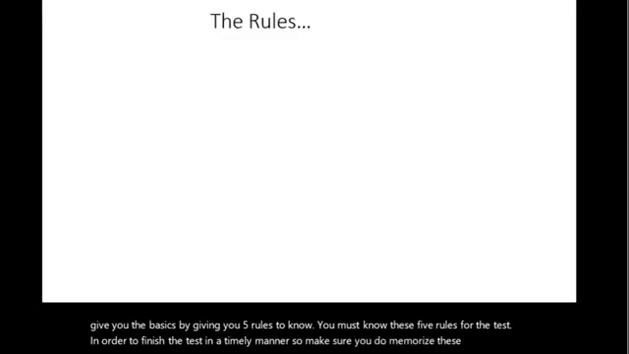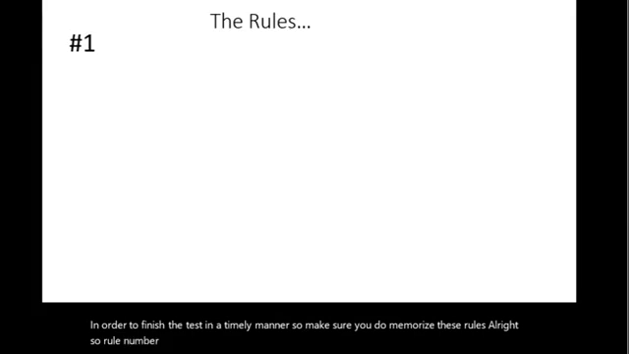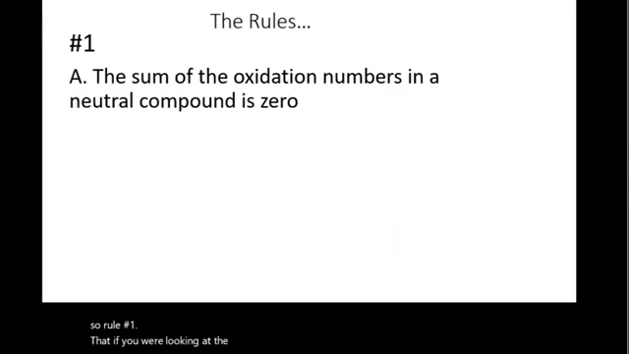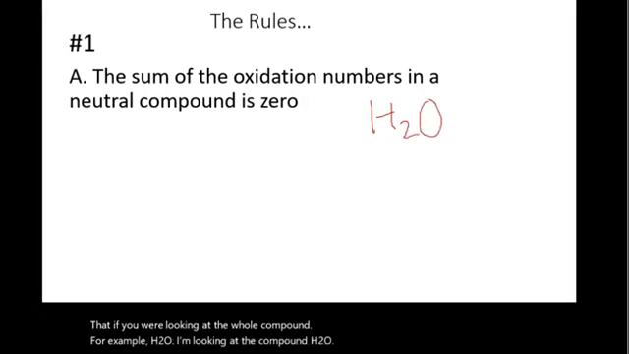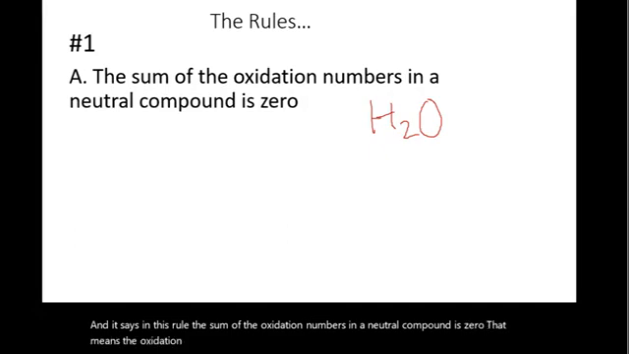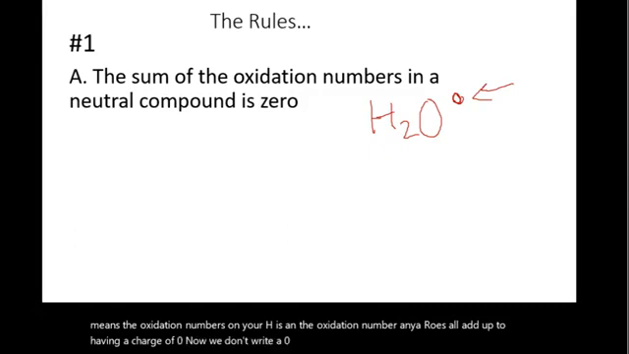All right. So rule number 1 is that if you are looking at a whole compound, for example, H2O. I'm looking at the compound H2O. And it says in this rule, the sum of the oxidation numbers in a neutral compound is 0. That means the oxidation numbers on your H's and the oxidation number on your O's all add up to having a charge of 0. Now, we don't write a 0 there. It's just blank when it doesn't have one.